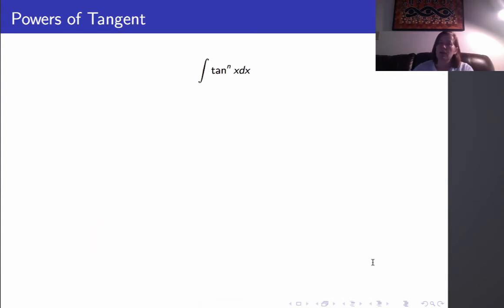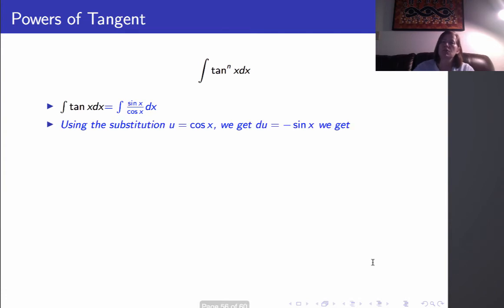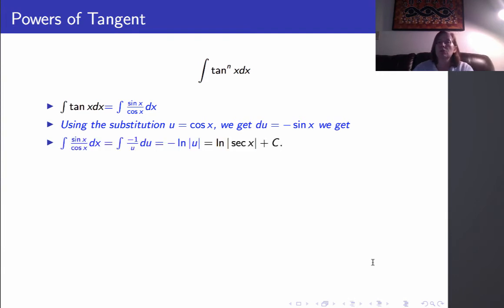What about powers of tangent? Well, let's start with tangent to the 1. That's the integral of sine over cosine. A simple substitution, u equals cosine, will work. We get du equals minus sine of x dx. And when I substitute, I get the integral of minus 1 over u du, which gives me minus the natural log of the absolute value of u plus a constant, and the integral is minus the natural log of the absolute value of cosine of x, which is the natural log of the absolute value of 1 over cosine of x, which is the natural log of the absolute value of secant of x.